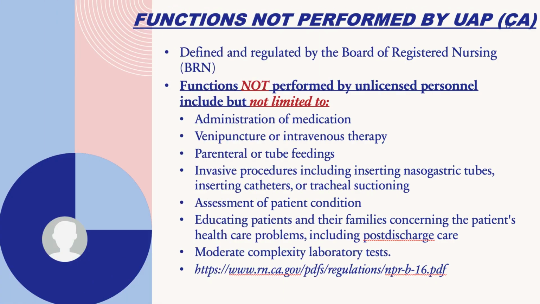Functions of a UAP are actually defined by the Board of Registered Nursing. Functions not performed by unlicensed personnel include, but are not limited to, administration of medication, venipuncture or IV medication, parenteral or tube feedings, invasive procedures including inserting NG tubes, catheters, and tracheal suction, assessment of patient condition, educating patients and their families concerning the patient's health condition, and moderating complex laboratory tests.